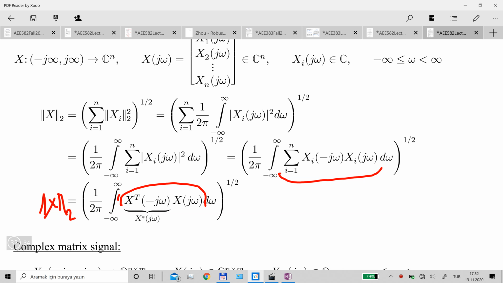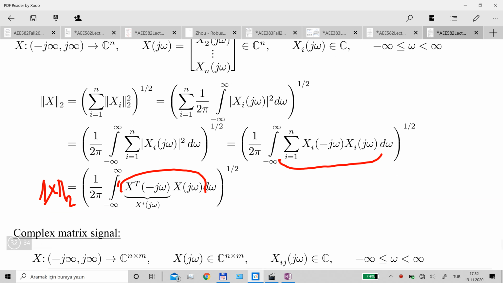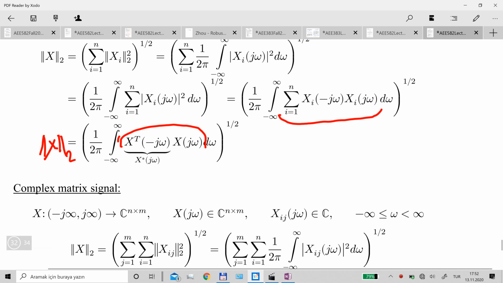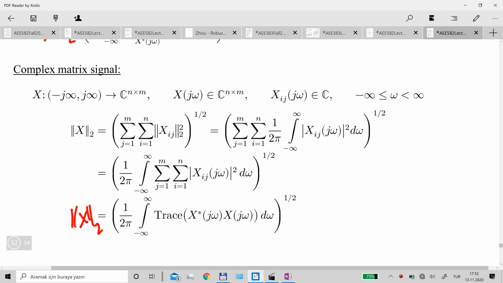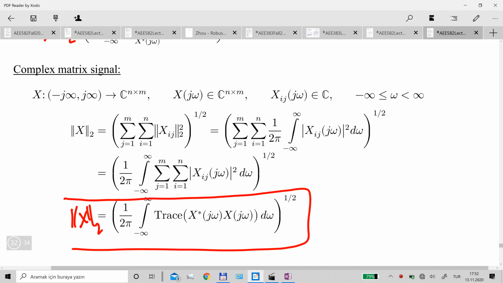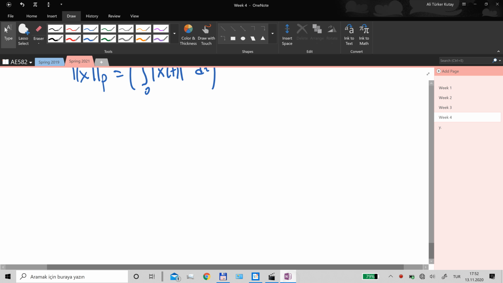And lastly, we have complex matrix signals, and there's no need to go into too much detail about this. It is an exact repetition of what we did earlier for real signals. You have a complex matrix signal, and the two norm of your matrix signal is given by this expression here. So now we have discussed how we can define norms of real and complex vector signals.